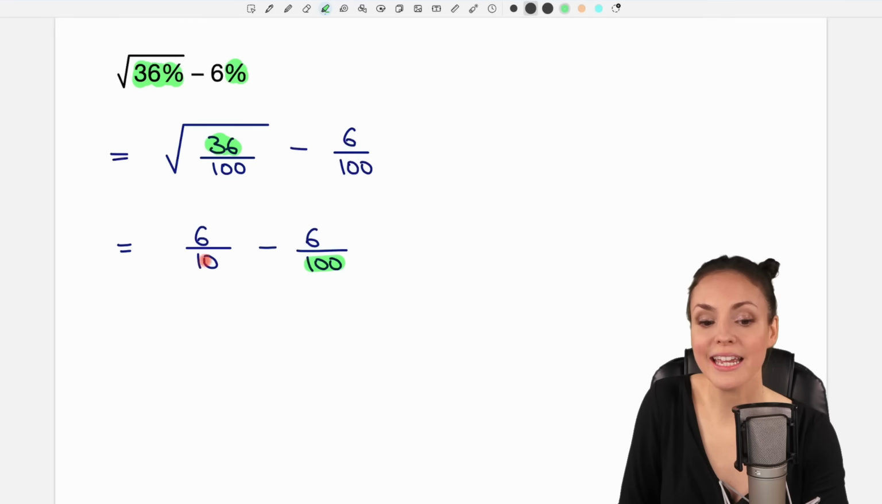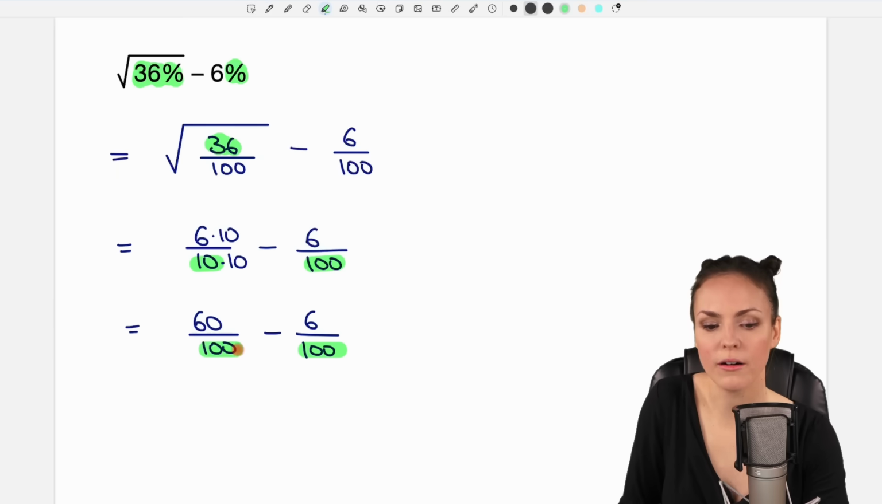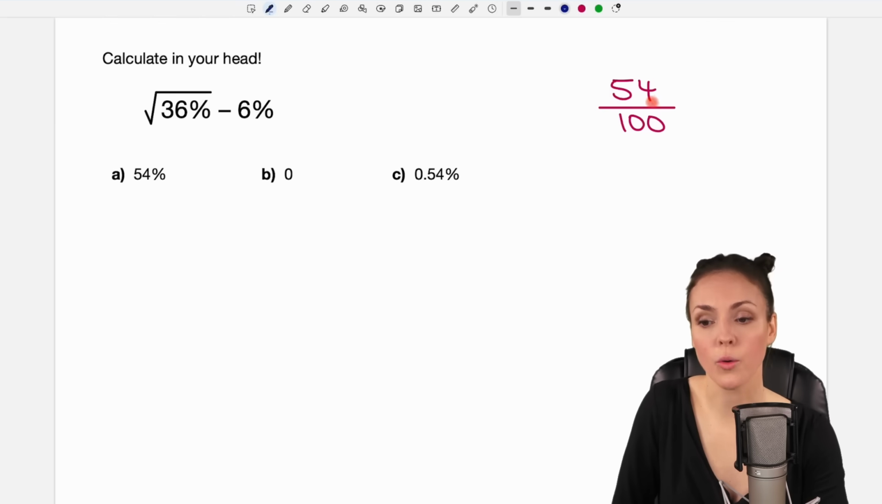We can only do it if the denominators are the same. So let's bring this denominator to 100 as well by multiplying by 10, but we have to do this in the numerator as well, so that we get 6 times 10 equals 60. And in the denominator, now we have our 100, the same denominator as here. Now we are allowed to subtract. 60 minus 6 equals 54, and we take the denominator of 100. This is our result, 54 over 100. So it is not answer B, but is it answer A or is it answer C?